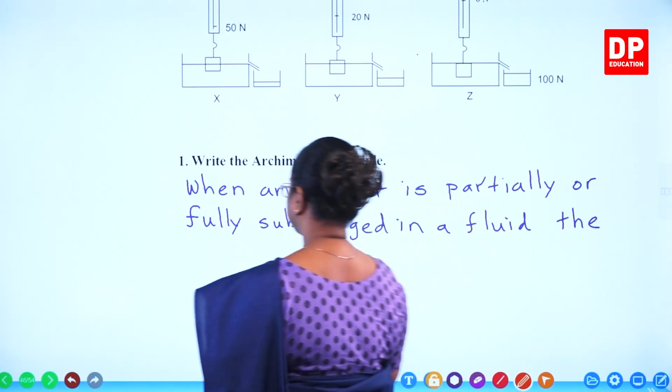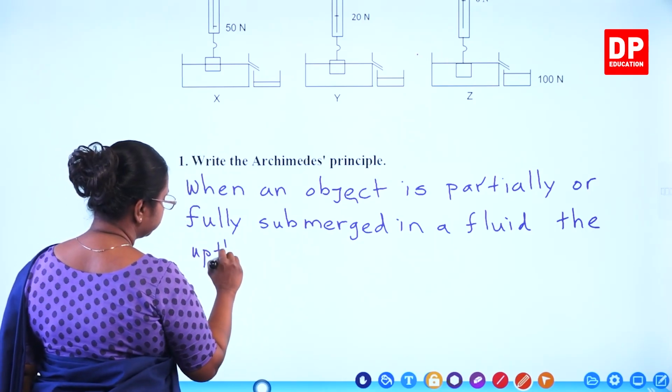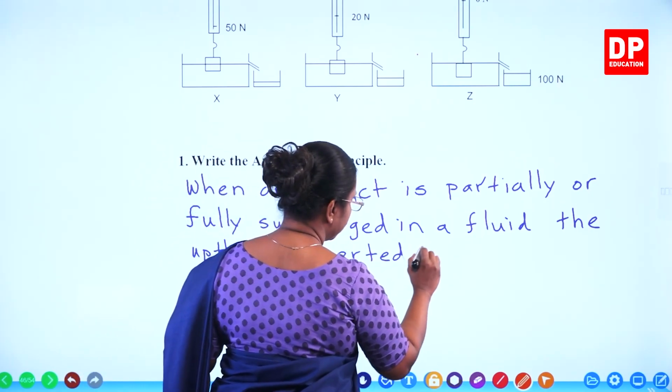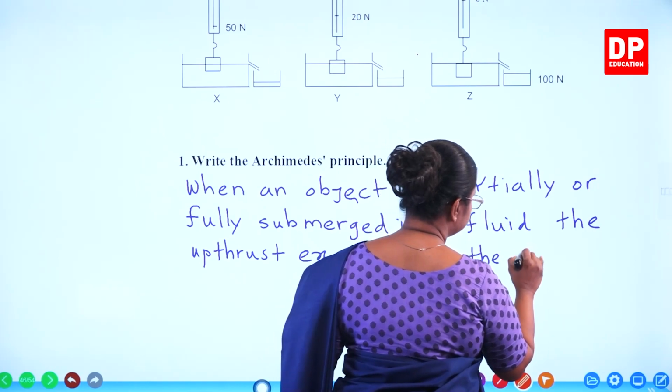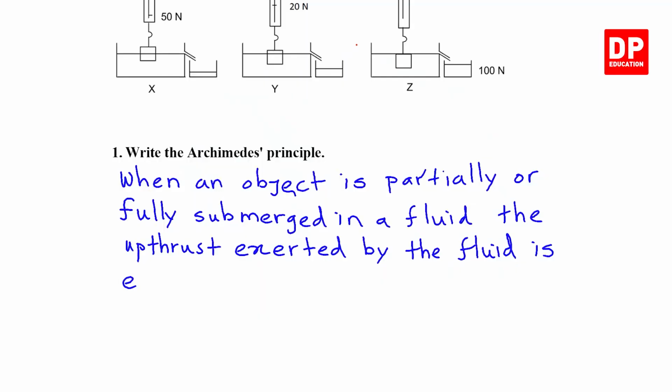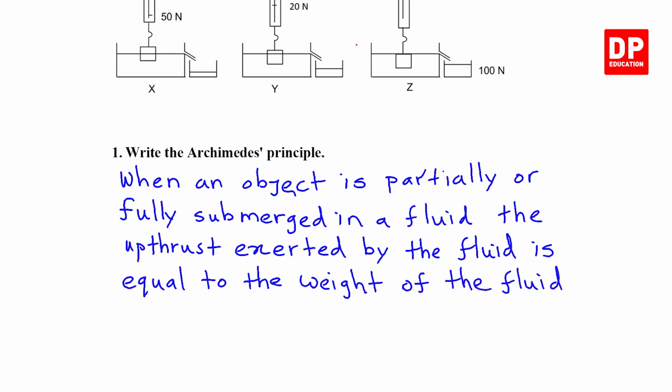the upthrust exerted by the fluid is equal to the weight of the fluid displaced by the object.